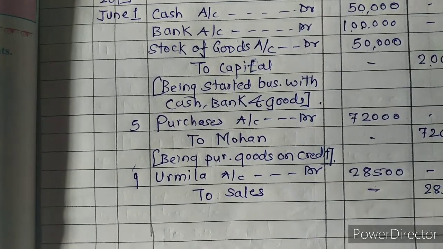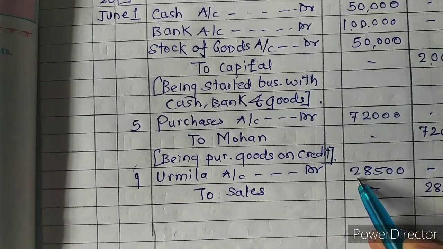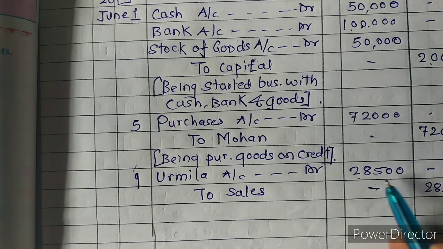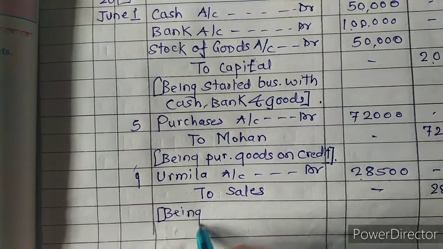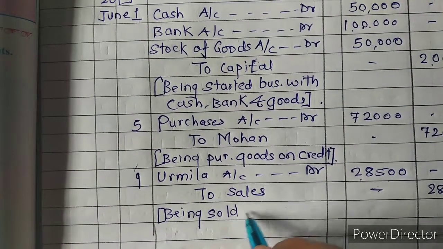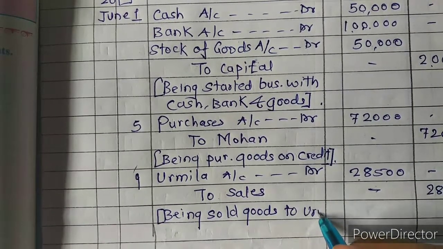Now goods are sold to Urmila. From Urmila we have to receive rupees 28,500. Narration: being sold goods to Urmila.